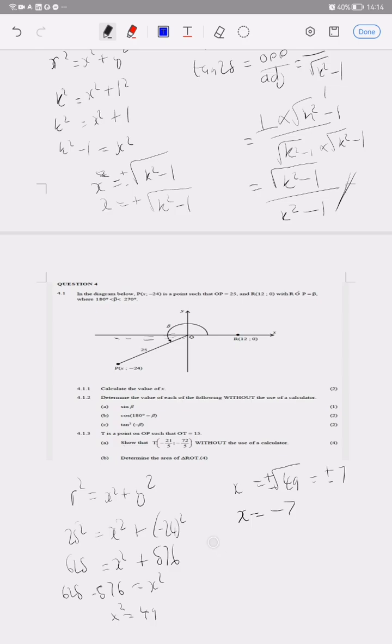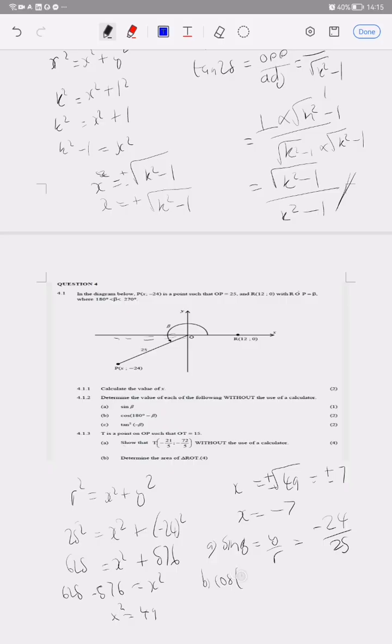Then the first question says find sine b. I know sine in the Cartesian plane problem is always y over r. What is y? Y we got 24. What is r? It is 25. That's the solution.